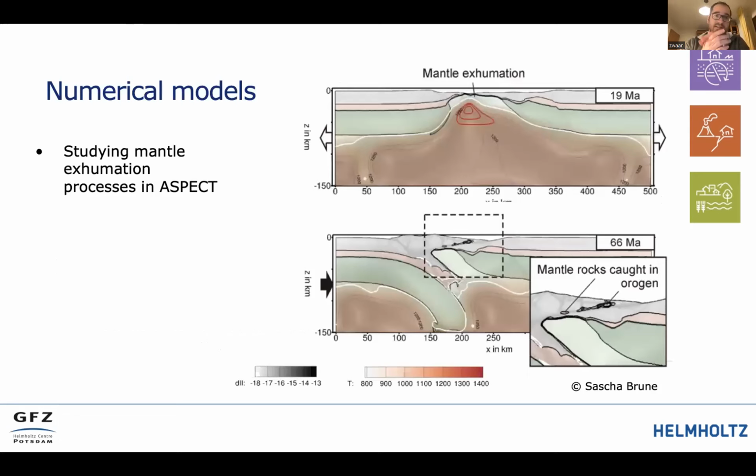Understanding this kind of system can be done by numerical models. And for instance, this is an example of a test model by Sascha Brune, where, again, the green part here is where the mantle gets to the surface in a rift system. And over here, this is a collisional system where mantle rocks are caught in the orogen and pushed to the surface. And so this is the idea of this project I'm doing.